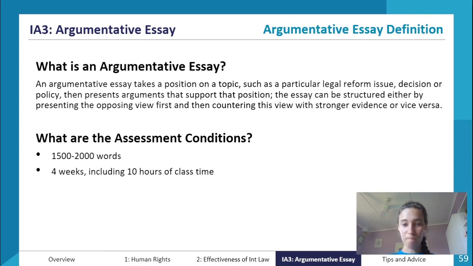So you're basically going to be given some kind of legal issue, human rights issue, and you're going to need to argue the effectiveness of the law that relates to that, and analyze it with the different aspects that are good or bad, and provide all of that information in that argumentative kind of format.